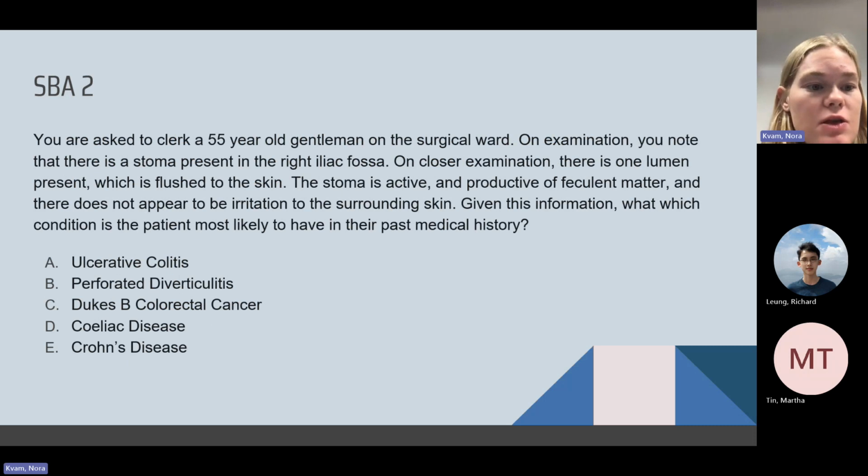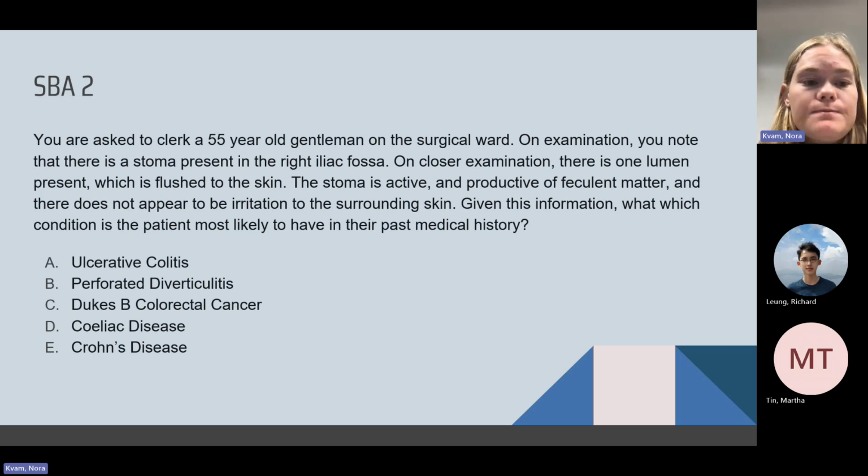So next question. You are asked to clerk a 55-year-old gentleman on the surgical ward. On examination, you note that there's a stoma present in the right iliac fossa. On closer examination, there's 1 lumen present, which is flushed to the skin. The stoma is active and productive of feculent matter, and there does not appear to be irritation to the surrounding skin. Given this information, which condition is the patient most likely to have in their past medical history?